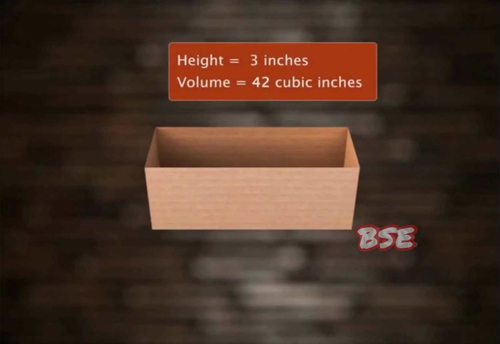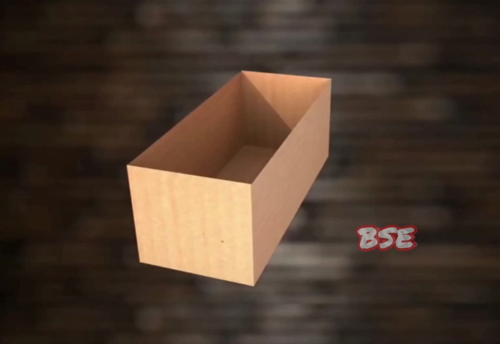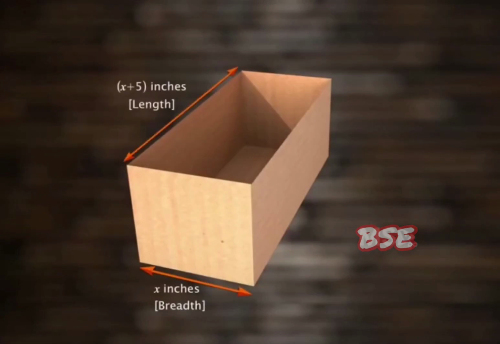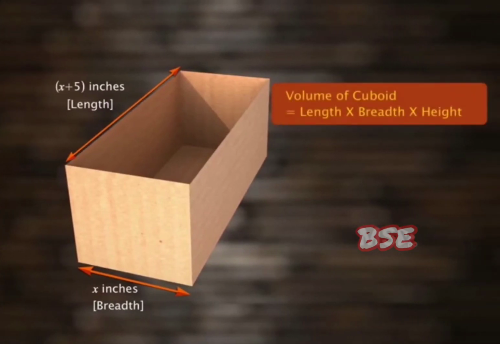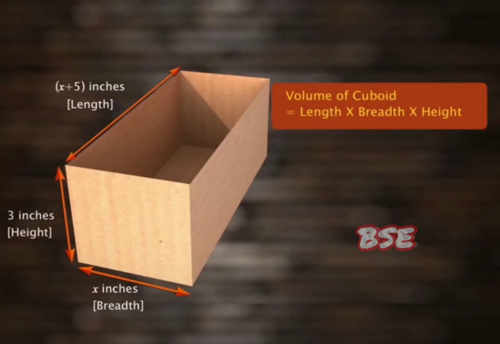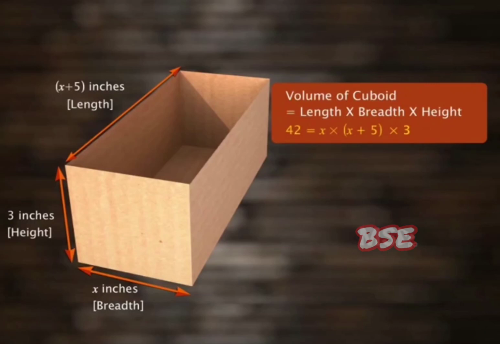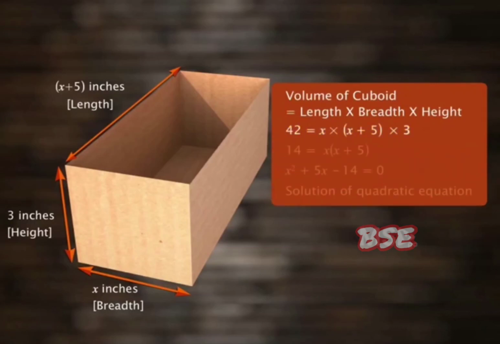To solve this problem, we need to take help of quadratic equations. Let the breadth of the box be x inches, so the length of the box is x plus 5 inches. Recall that the volume of the cuboid is equal to the product of its length, breadth, and height. Thus, on substituting the values in the formula, we get 42 equal to the product of x, x plus 5, and 3. On simplifying, we get a quadratic equation, x squared plus 5x minus 14 equal to 0.